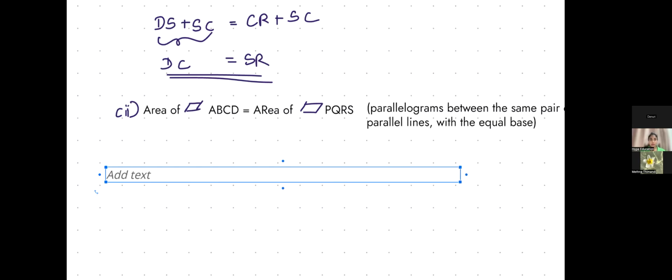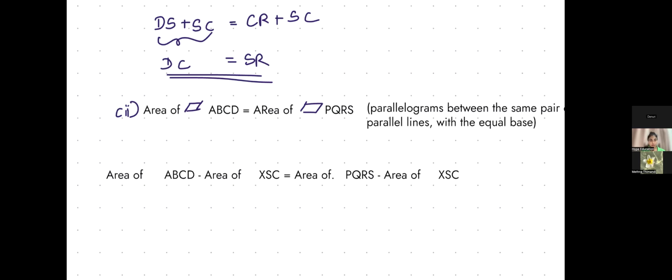I'm sorry, when typing it looks a little off. This is triangle, this is parallelogram, this is triangle. Within brackets you can put the symbol for triangle, but sometimes putting the symbol is difficult when typing, so I write the word. I wrote the reason: triangle XSC is common to both parallelograms.